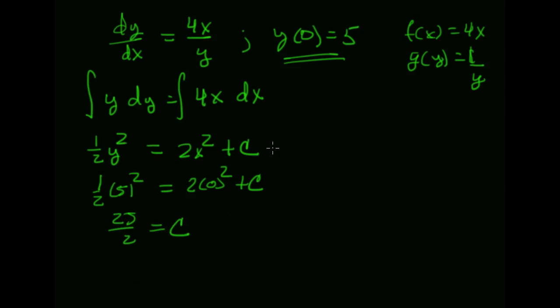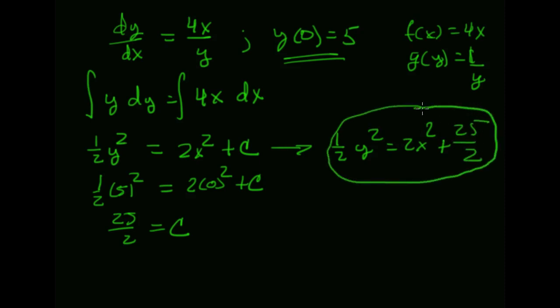So I can rewrite this equation without the c as 1/2 y squared is equal to 2x squared plus 25 over 2. And if you use implicit differentiation on this, you will get back that derivative. And you can plug in the 0 and the 5 and see that this crosses through that initial value. So this is the solution to this ordinary differential equation.